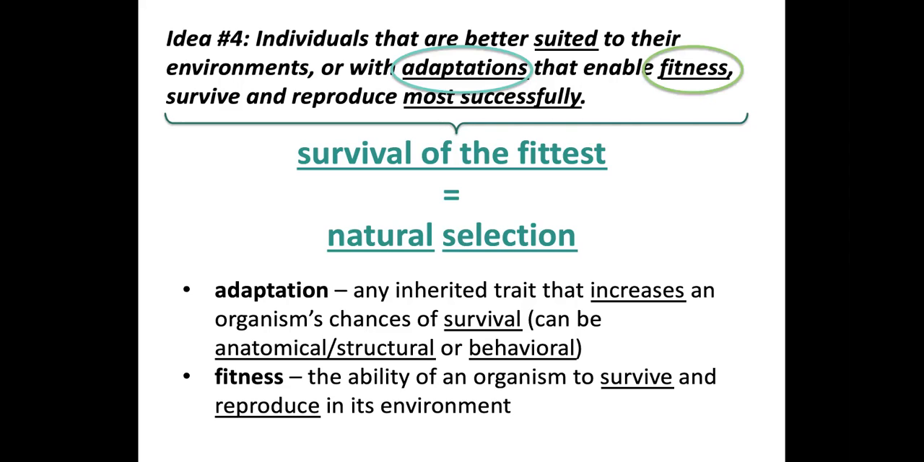So an adaptation, what word do you hear in there? Adapt, okay? So this is any inherited trait that increases an organism's chance of survival. And when we say an inherited trait, it can be anatomical or structural, which we're going to get into when we get into evidence of evolution, or it can be behavioral. Fitness is not what we think of as fitness. It's the ability of an organism to survive and reproduce in its environment. So not our idea of fitness.